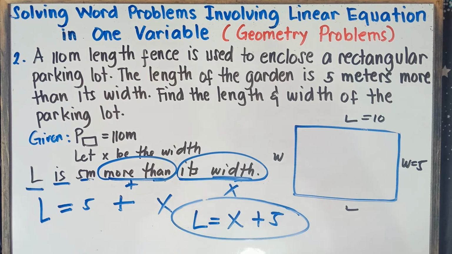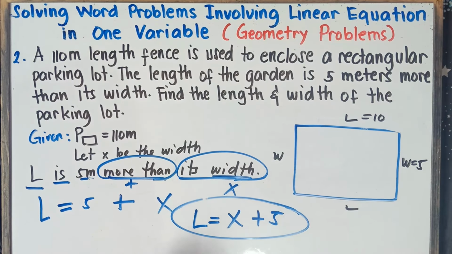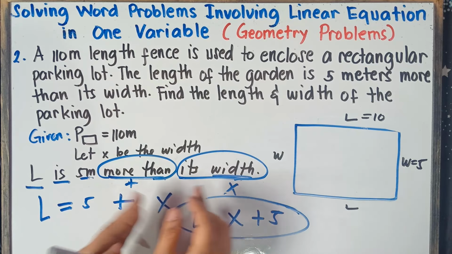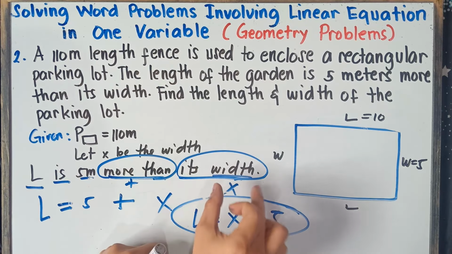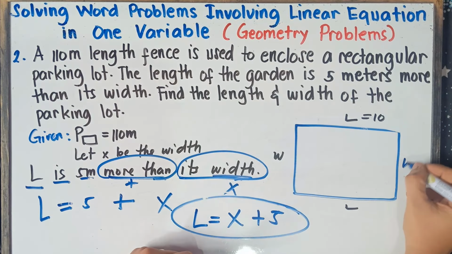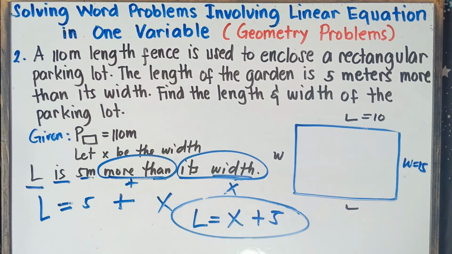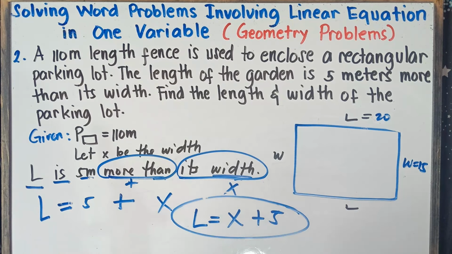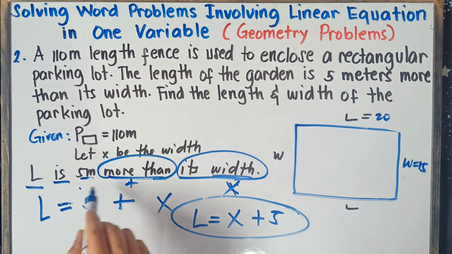Okay, that's automatic, class. If we have the value of the width, we can already get the length because we know that the length is 5 meters more than its width. But the problem, class, once again, we don't have any idea for the width, but we know that the length is 5 meters more than the width. If our width is, another example, 15, what will be the measure of the length? That's correct. That would be 20, because 15 plus 5 is 20, since the length is 5 meters more than its width. But once again, the problem, we don't have any idea for the width, but we know that the length is 5 meters more than its width.